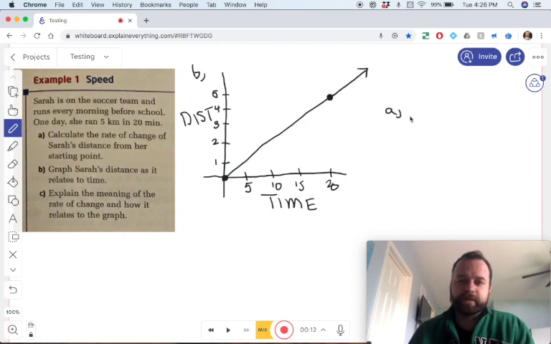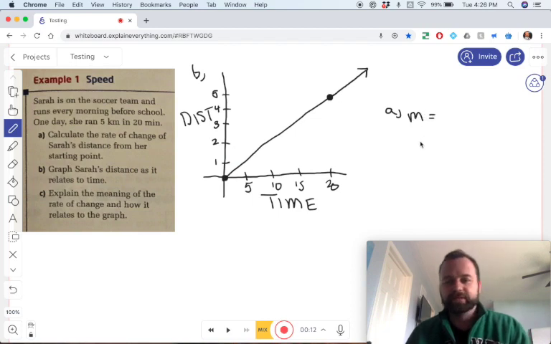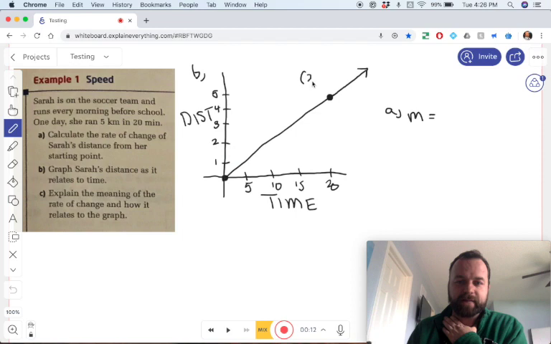Well, we know that slope and rate of change are the same. M is the variable we use to represent slope. And so her distance and her time could be represented like this point, 20 and 5. Last week we did slope formula y2 minus y1 over x2 minus x1. Remember, this is the origin down here. That's 0, 0.